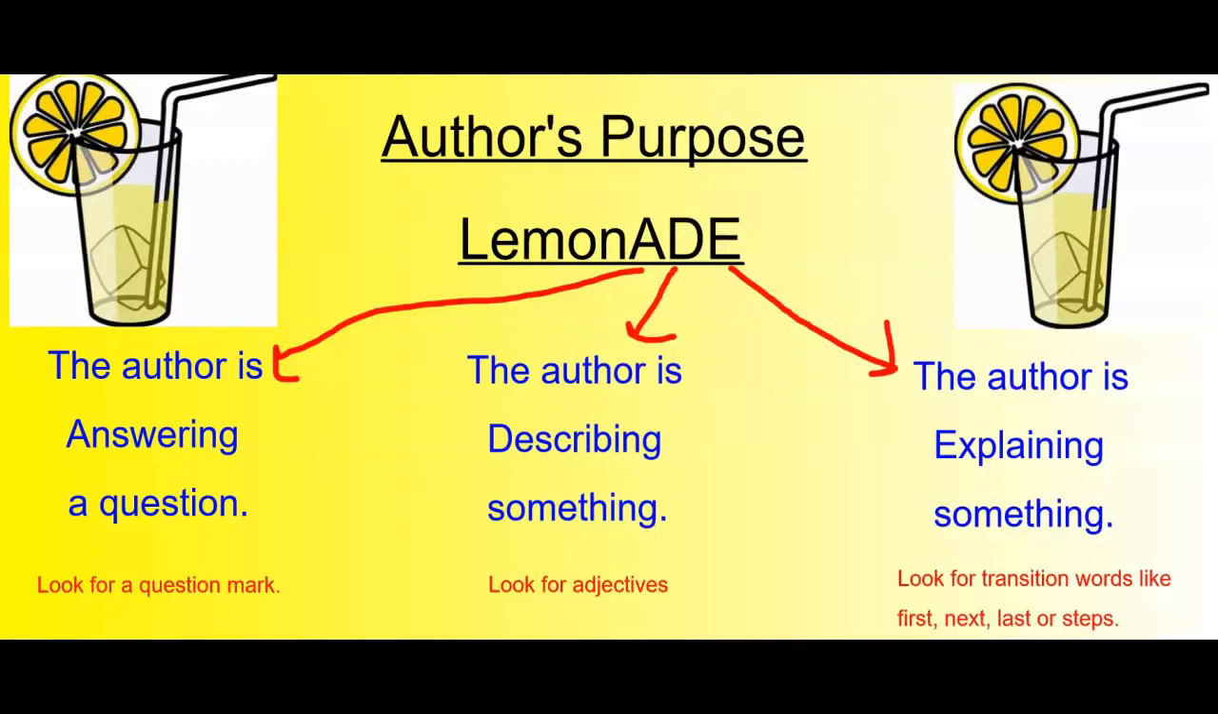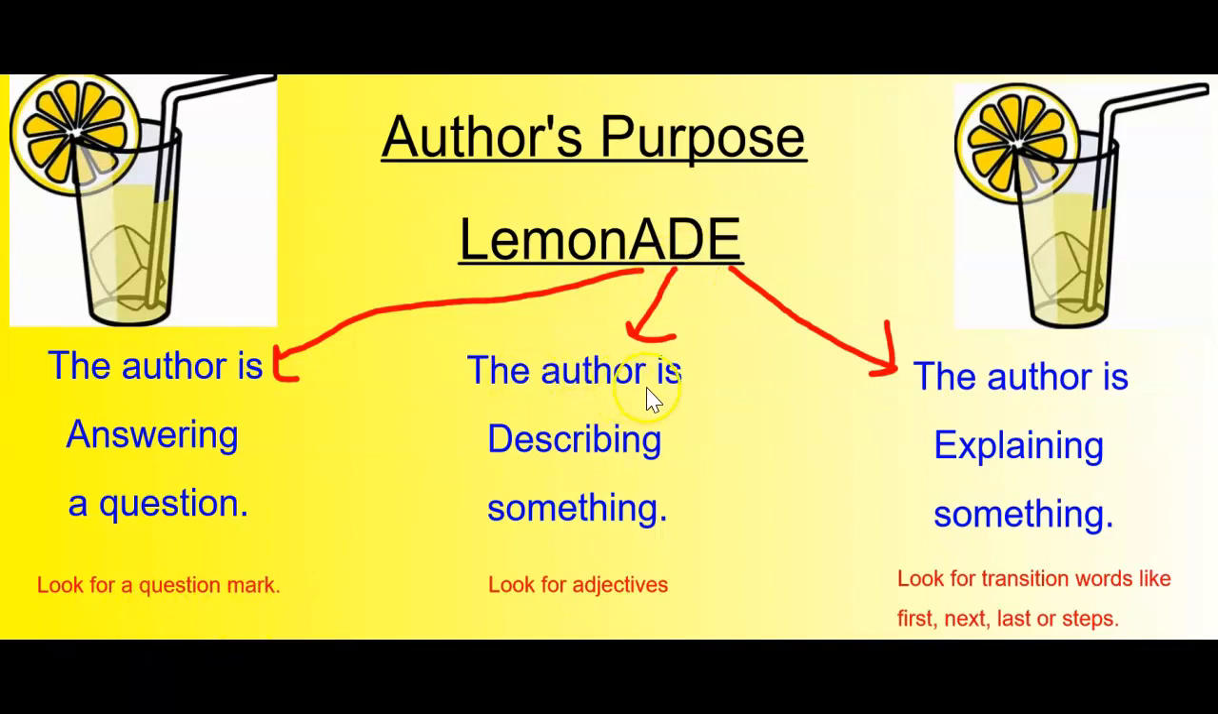Now, at this time, let's review what we've learned today. Remember, an author's purpose, or reason for writing a passage or a book, can be remembered by using the word lemonade. Look at the last 3 letters, A, D, E. A means an author writes a passage to answer a question. Don't forget to look for that question mark.